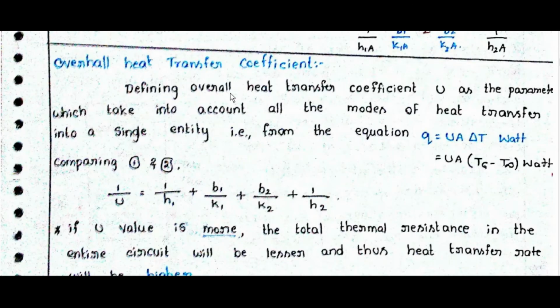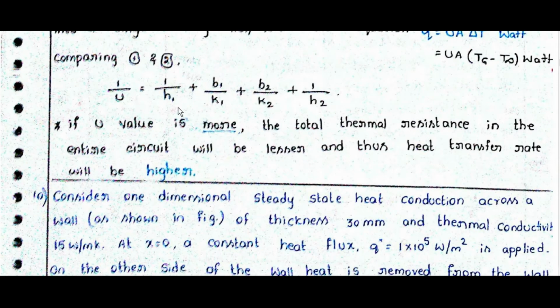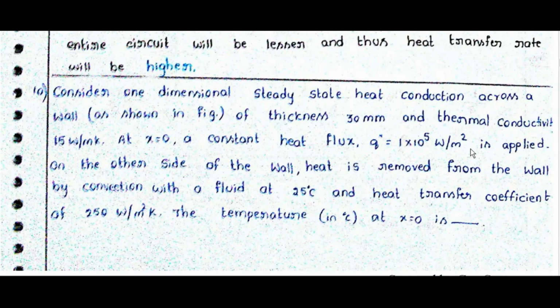Overall heat transfer coefficient: defining overall heat transfer coefficient U as a parameter which takes into account all modes of heat transfer into a single entity. That is, from the equation Q is equal to UA delta T watt is equal to UA (T_g minus T infinity) watt. Comparing 1 and 2, 1 by U is equal to 1 by h1 plus B1 by K1 plus B2 by K2 plus 1 by h2. If U value is more, the total thermal resistance in the entire circuit is lesser, and thus heat transfer rate will be higher.